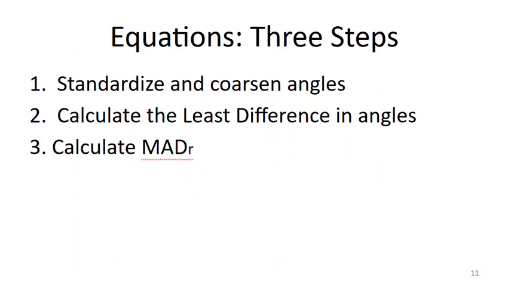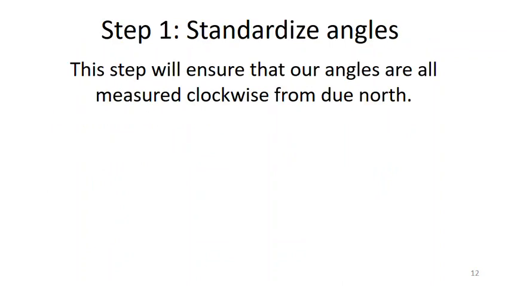The equation for MAD comparison is done in 3 steps. First, we are going to standardize and coarsen the angles. This just means that we're going to make sure that all of our angles are measured from due north going clockwise.